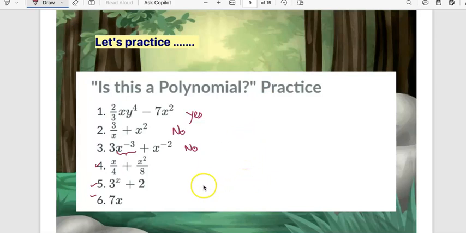I believe you paused the video, and let's see. Yes, this is a polynomial because x is in the numerator. This one is not a polynomial because we have negative exponents over here on x, and this is a polynomial. If you got all three right, give yourself a round of applause. Good job. Let's go to the next one.